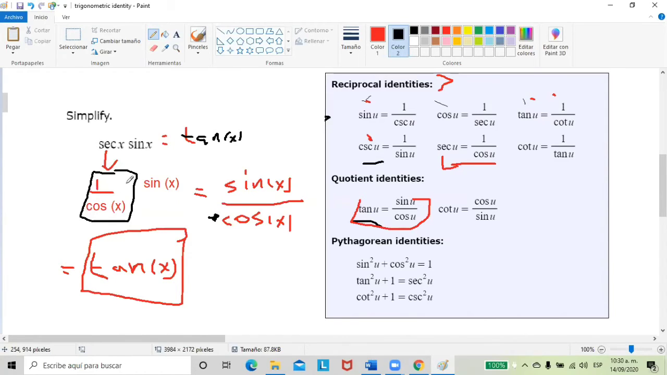Here, because you are multiplying sine over cosine, you substitute: instead of writing secant of x, you write 1 over cosine.